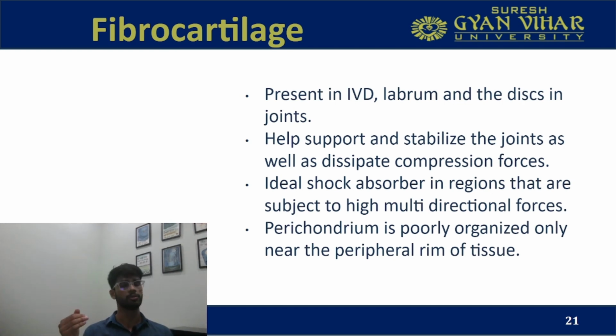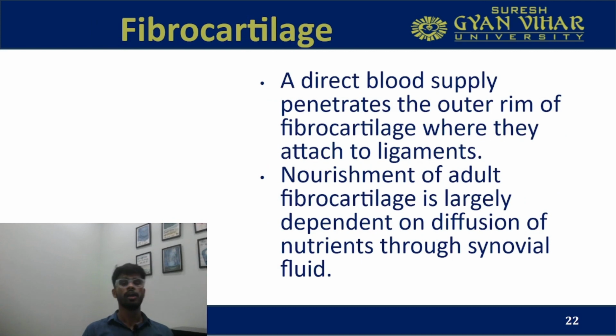Perichondrium is poorly organized. So if perichondrium is poorly organized, we can understand that the healing will not be that proper in this fibrocartilage. A few things that we must know about fibrocartilage is that direct blood supply penetrates the outer rim of the cartilage. There is a blood supply to fibrocartilage, but it is at the outer rim, not at the inner portion. So if the injury is at the outer portion of the fibrocartilage, it will heal.